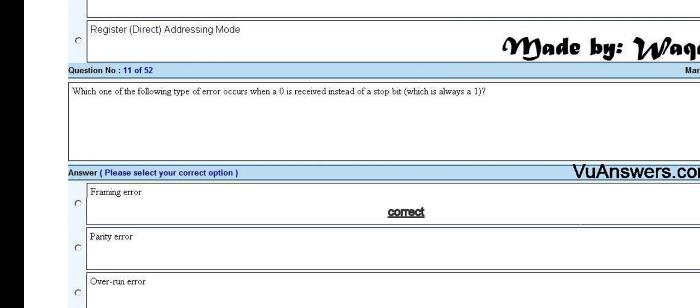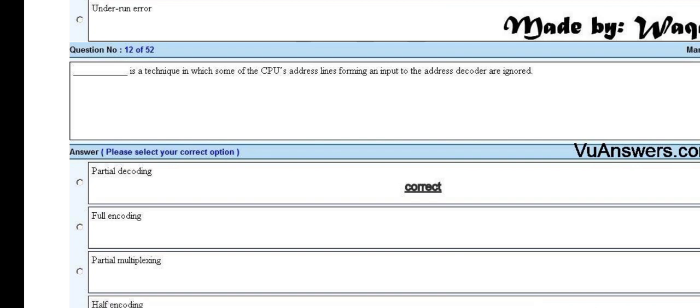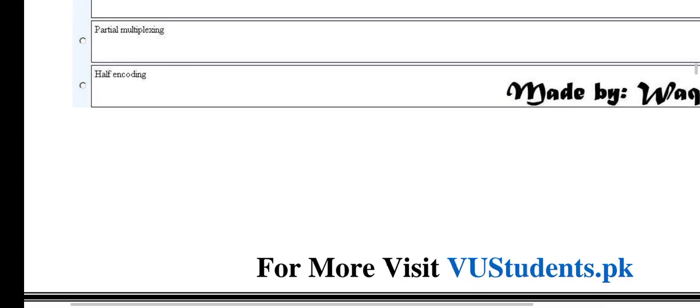Which one of the following types of error occurs when a 0 is received instead of a stop bit? Framing error. Dash is a technique in which some of the CPU address lines forming an input to the address decoder are ignored. Partial decoding.